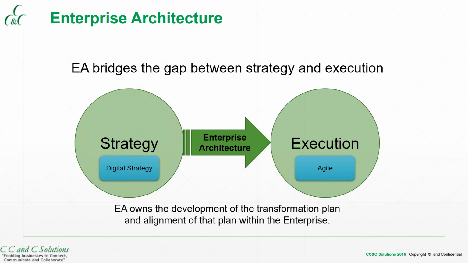EA owns the development of the transformation plan. We're putting the plan together. We've got lots of methods and techniques to try and do that, but it's also critically important and sometimes missed within EA organizations. It's critically important that we drive that and own that alignment of the plan within the organization. Without the alignment, then we will not execute against the transformation plan. And so we have to bring both pieces of those together.